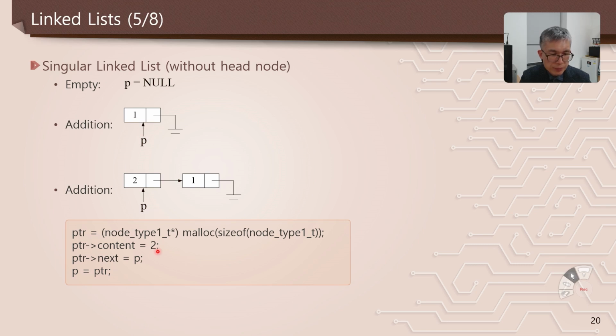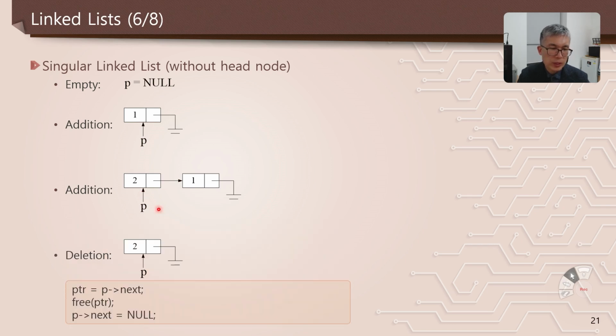After that, ptr next points to p, and then p is set to ptr, and now p points to the new item, the head of the list. So if we delete p next, it is actually this one. So free this one, and then p next is set to the null pointer because we deleted this one. Okay, next item.